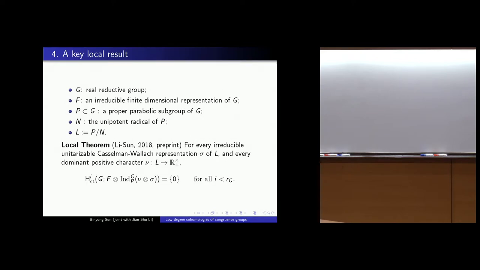The key local theorem is the following. For every irreducible, unitarizable, Casselman-Wallach representation sigma of L, I will explain this notion of Casselman-Wallach representation, and every dominant positive character nu of L, I will also explain this notion of dominant character. Consider the normalized smooth induction of sigma tensor nu, tensor F, and take the continuous cohomology. This always vanishes when i is smaller than r_G. So this means for dominant parabolic induction, the cohomology vanishes in low degree. This is an important condition: dominant.